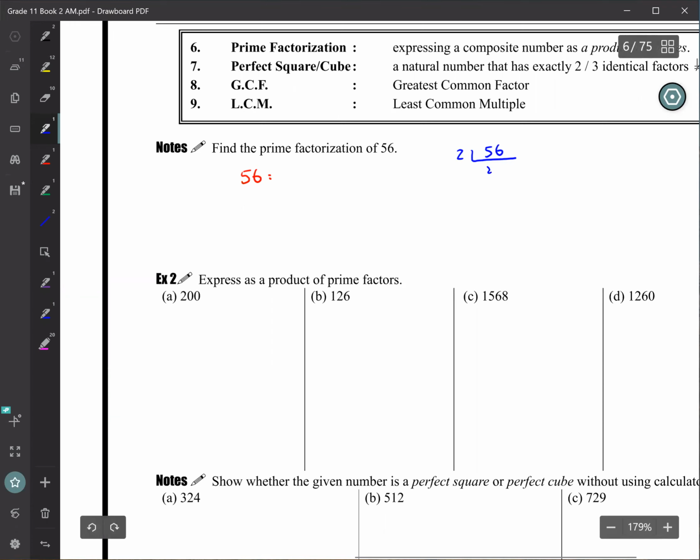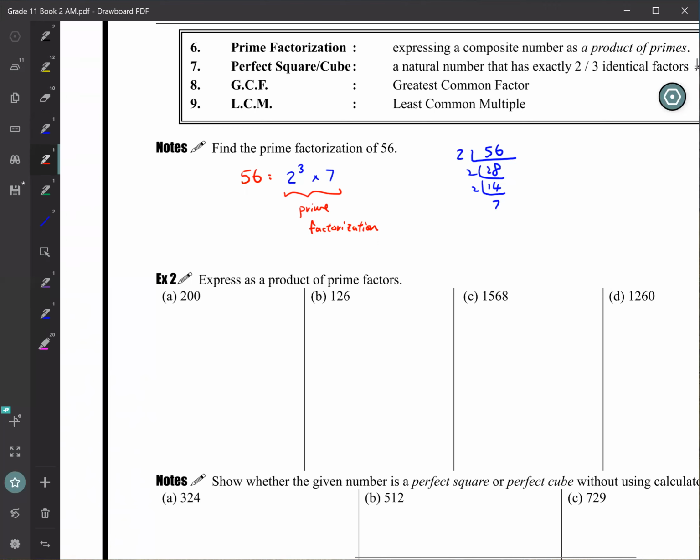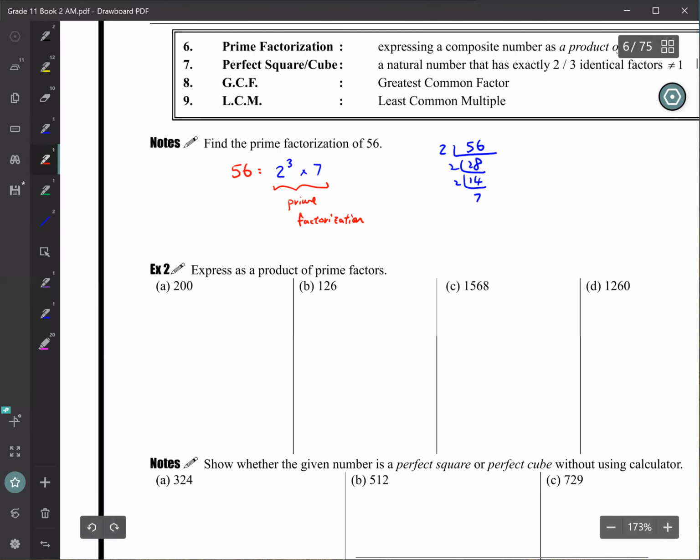56 divided by 2, 28, right? Divide by 2 again, 14. Divide by 2, 7, right? So the prime factorization is 2 to the cube, right? Because 2 times 2 times 2 times 7. That's all, okay? So this part is called prime factorization. Okay, or you can call it the product of prime factors.